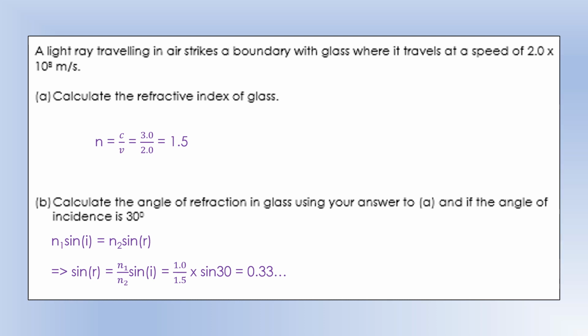So we put those numbers in, and that calculates sine r. We take the inverse sine of that, and that gives us the angle of refraction is 19 degrees. So you can see it has in fact bent towards the normal, because the angle is smaller than the angle of incidence. So that makes sense.